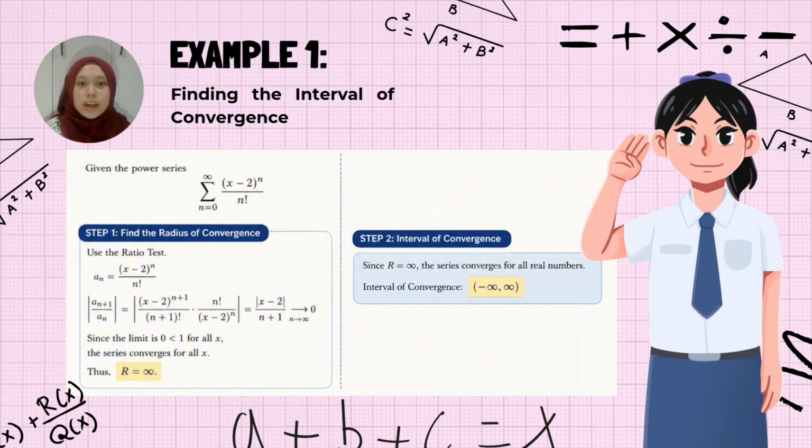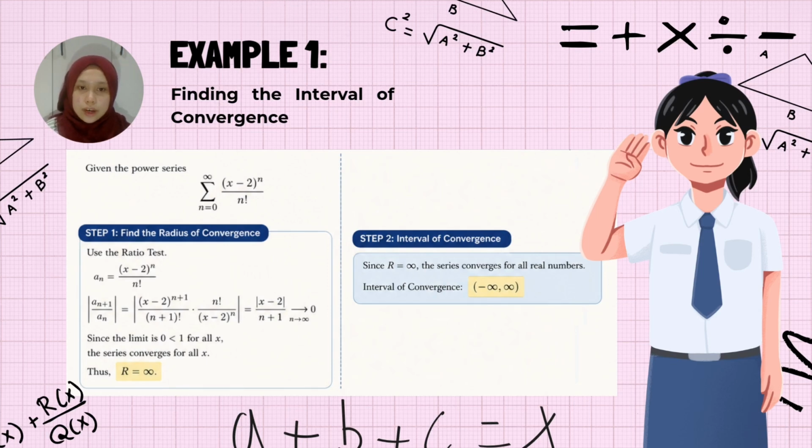Now, let's look at our first example on finding the interval of convergence of a power series. In this question, we are given a power series and need to determine all values of x for which the series converges. To solve this question, we first apply the ratio test. We need to calculate the limit of the absolute value of the ratio between two consecutive terms as n approaches infinity. After simplifying the expression, we compare the result with 1. This allows us to determine the radius of convergence, which we denote by r.